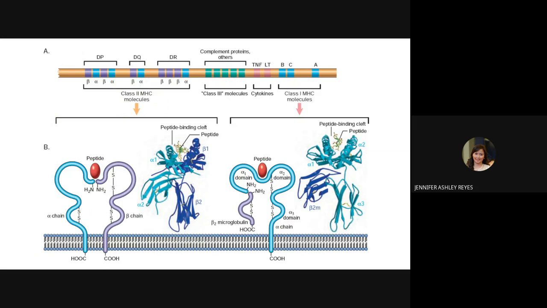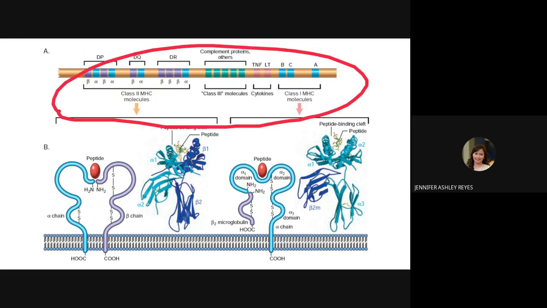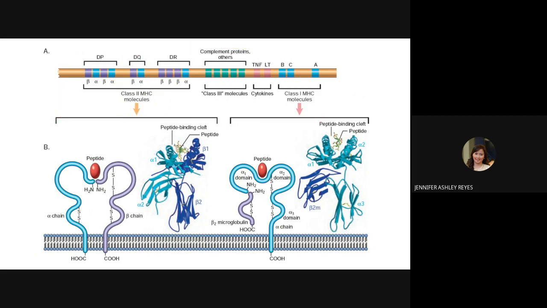Also take note that the MHC locus contains genes that encode some complement components and release TNF or tumor necrosis factors and lymphotoxins. Those have roles in the immune system in recognition of non-self, which we do not want to be exaggerated during transplantation, because we want our graft to survive in the recipient or the host.